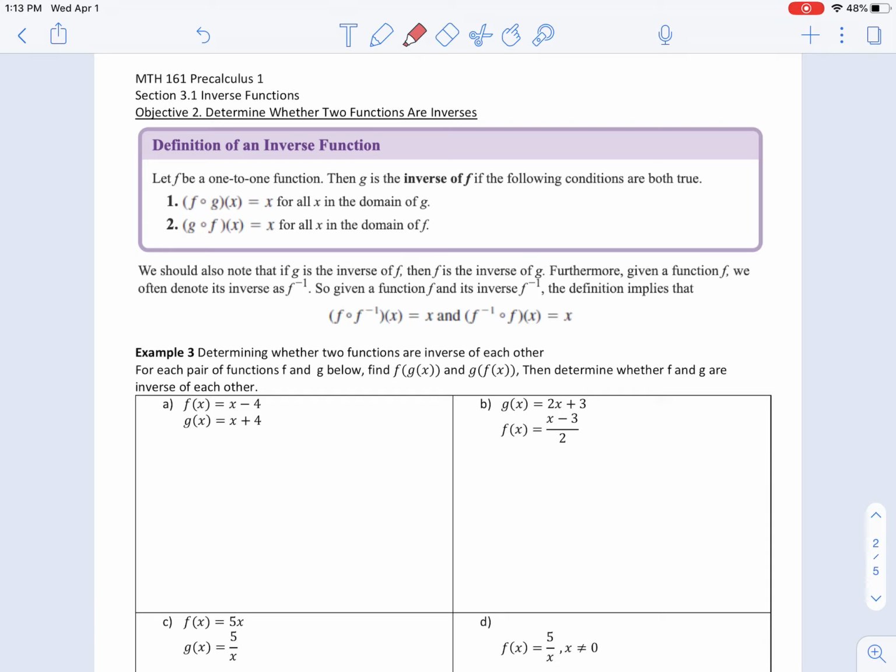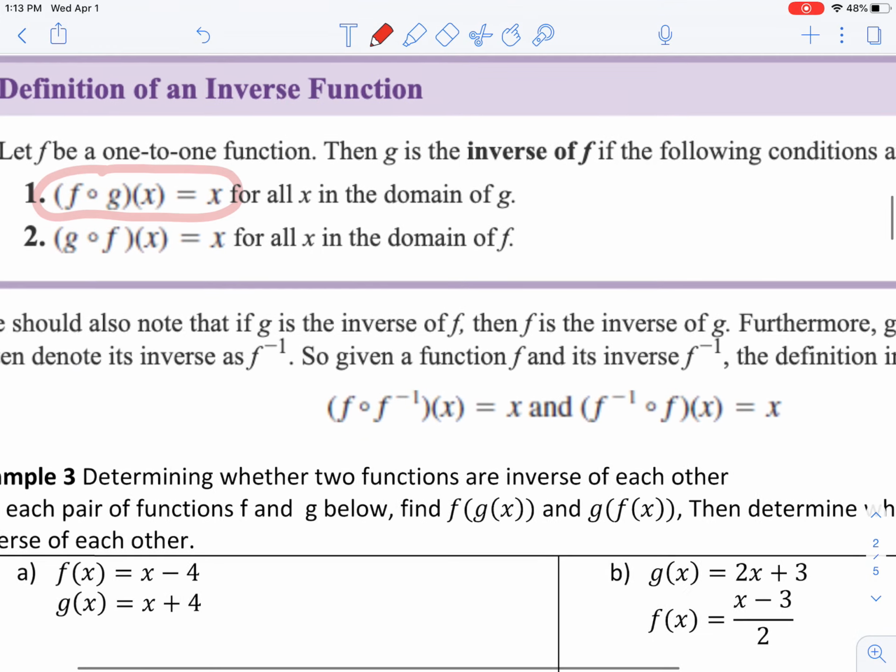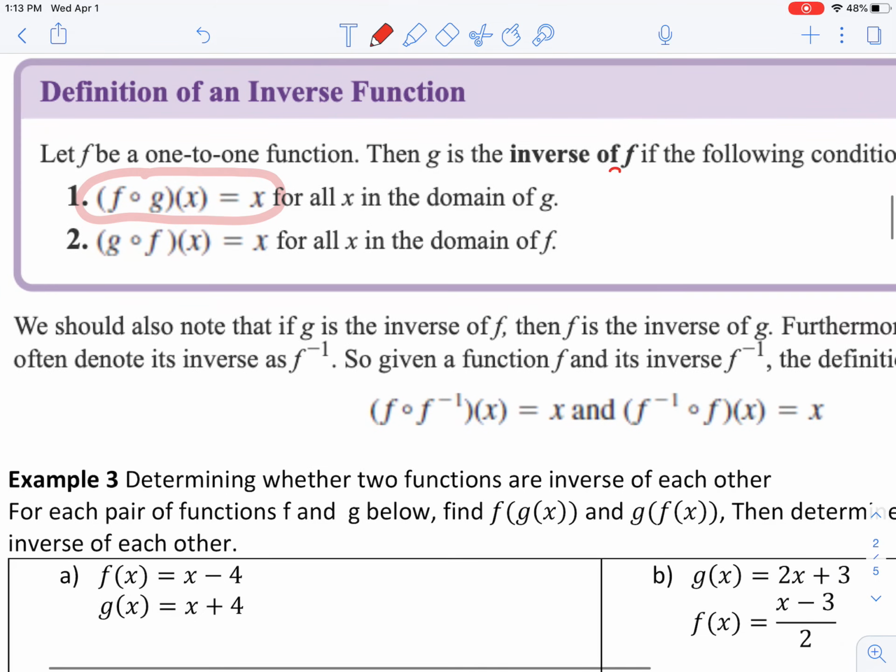where we are determining whether two functions are inverses. Now, what you have to do is you have to find the composition of functions, and you do f composed of g of x, in other words, let me write this down. You do f of g of x. You plug in g of x into f of x.